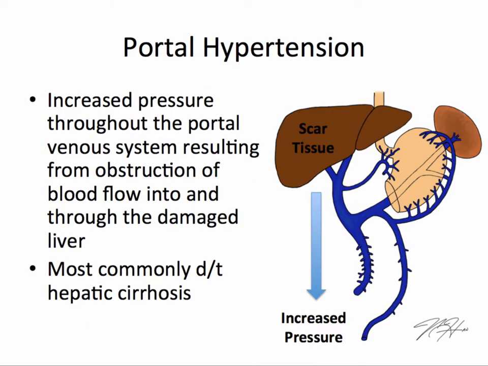Portal hypertension is a condition in which there's increased pressure throughout the portal venous system, resulting from an obstruction of blood flow into and through the damaged liver. The most common cause of this is hepatic cirrhosis. So basically, if you have scar tissue formation in the liver, there's going to be an increased pressure in the portal venous system.